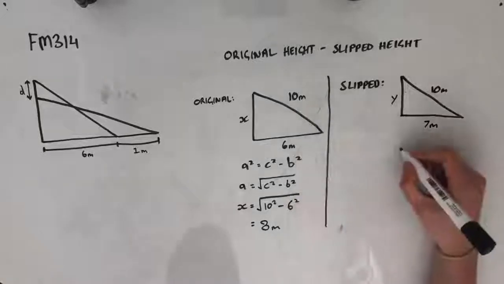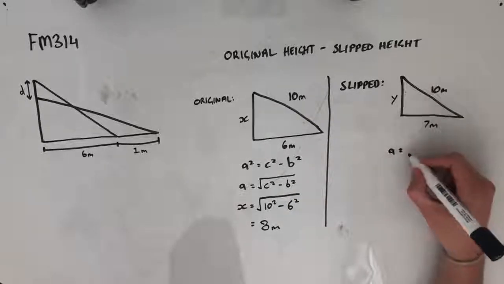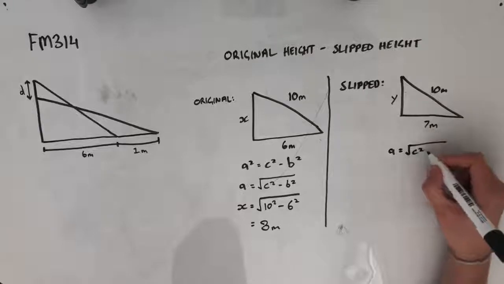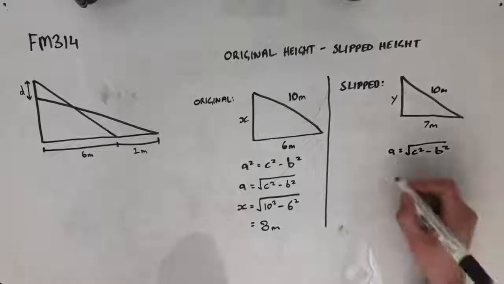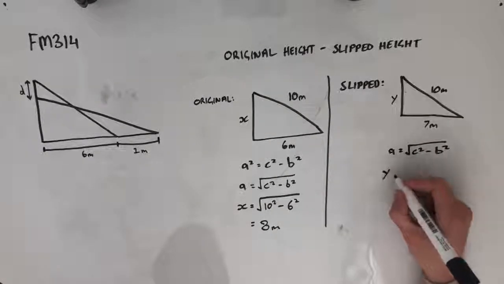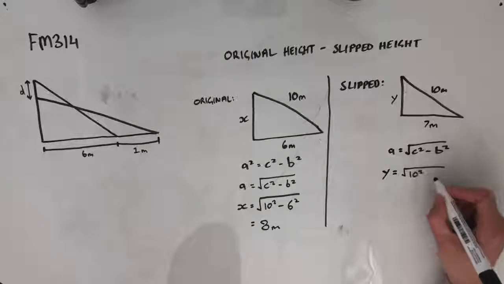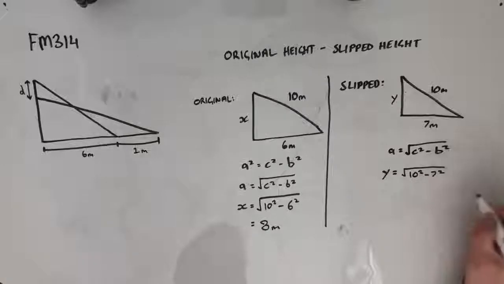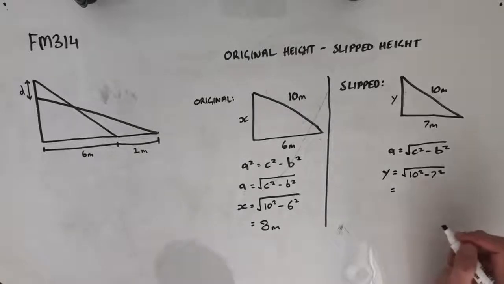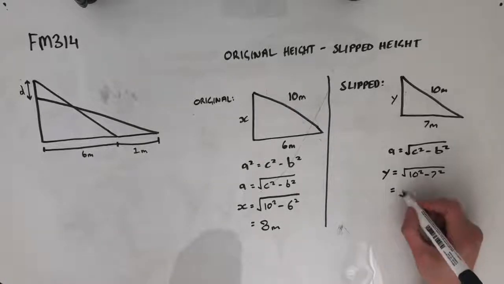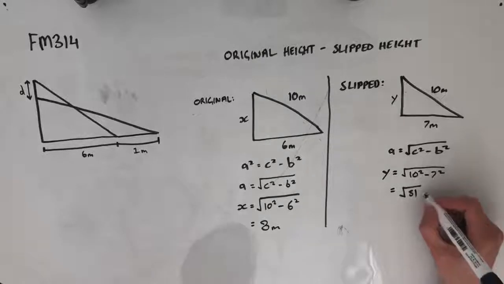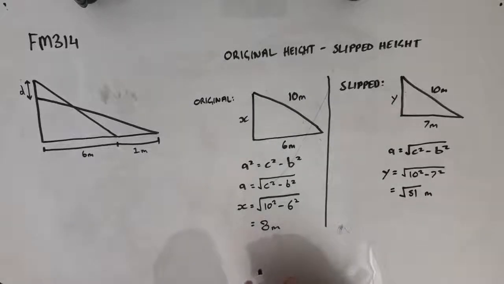So once again, using the same formula as before, we're using a equals the square root of c squared minus b squared, inserting our known values. C once again is always the hypotenuse, so 10 squared minus 7 squared, and plugging that into your calculator, you should get an answer of root 51 meters.